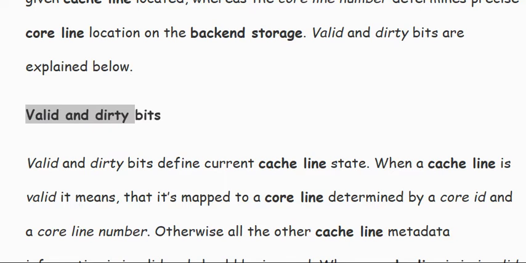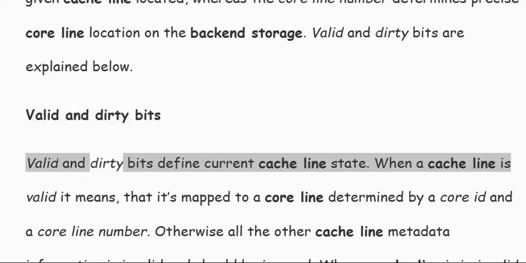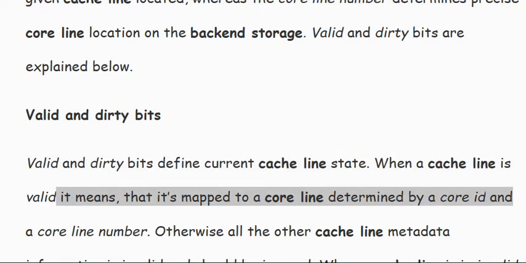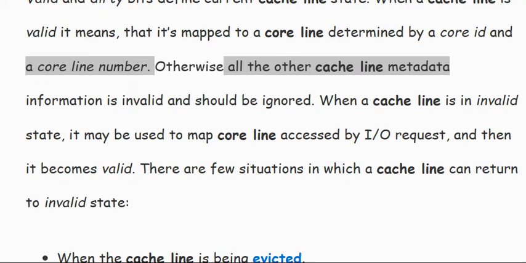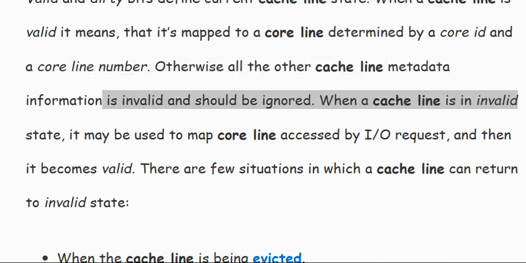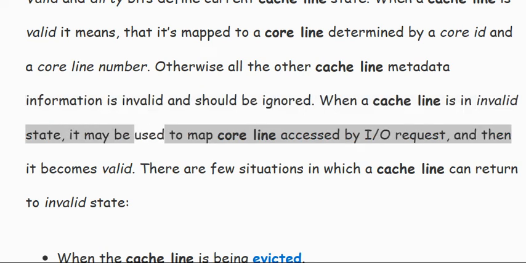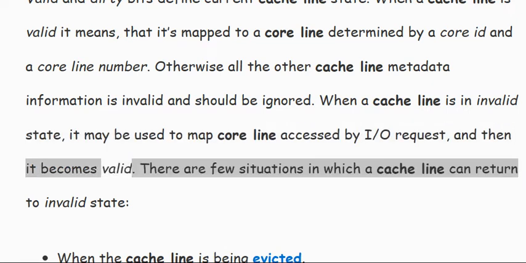Valid and dirty bits. Valid and dirty bits define the current cache line state. When a cache line is valid, it means that it's mapped to a core line determined by a core ID and a core line number. Otherwise, all the other cache line metadata information is invalid and should be ignored. When a cache line is in invalid state, it may be used to map a core line accessed by an IO request, and then it becomes valid. There are a few situations in which a cache line can return to invalid state.